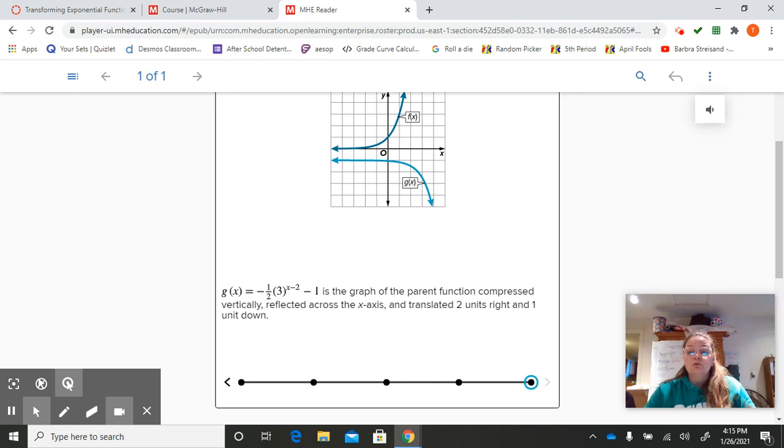I would very, very strongly suggest that in your notes you have something similar to this written down, color-coded, or however you want to do it, and make sure that you know what the A stands for, what the H stands for, and what the K stands for. It makes it easier to break apart these functions like this when you know what each piece means.